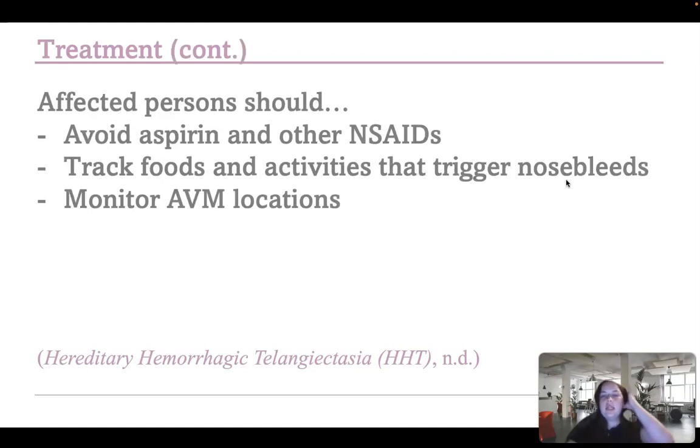Some treatment suggestions are for affected persons to avoid aspirin and other NSAIDs because they increase bleeding. They're kind of like an anticoagulant. Affected persons should also track the foods and activities that trigger their nosebleeds. In this way, their doctor can treat and make a care plan for them. And the last thing is to monitor AVM locations, just because that's where your doctor will focus. Like if you have an AVM in your brain, then they're going to want to focus on that.